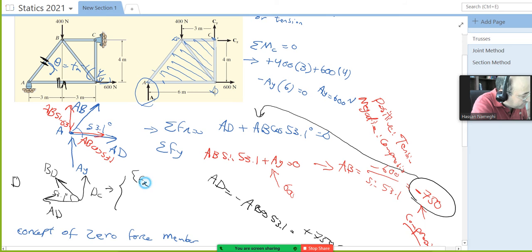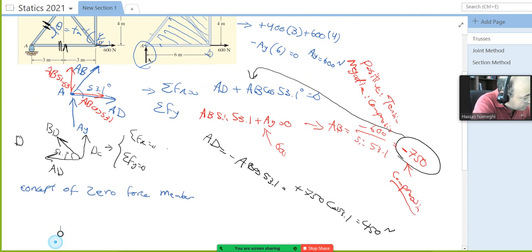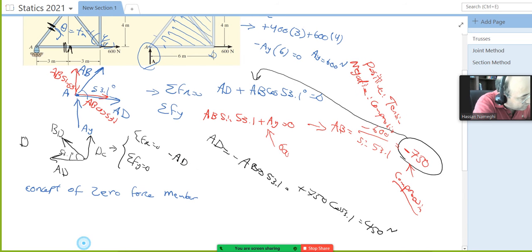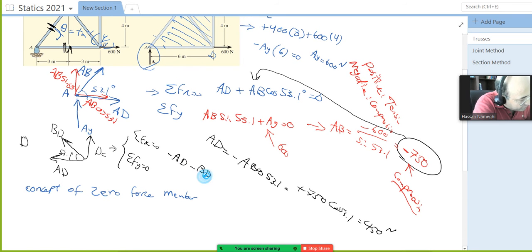Sum of f of x equal to 0. Sum of f of y equal to 0. On the x, I'm going to get minus AD. Okay, go up. Minus AD. Then we have minus BD cosine 53.1 minus BD cosine 53.1 equal to 0.